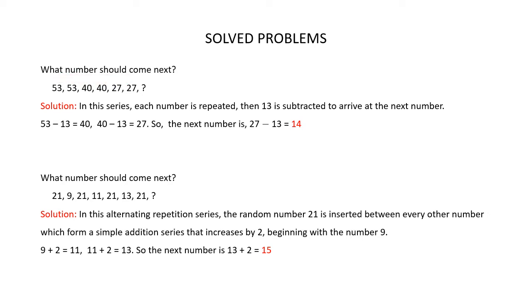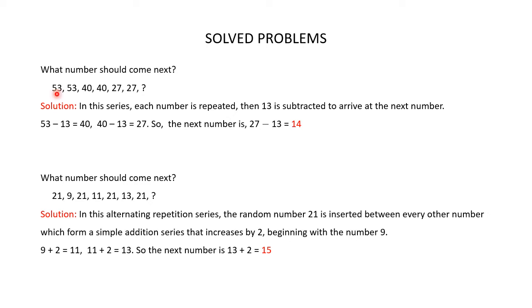What number should come next? In this number series, 53, 53, 40, 40, 27, 27, question mark. You have to find out what number comes after 27. When you look at the numbers in this series, you'll notice that each number is repeated and then 13 is subtracted to arrive at the next number.